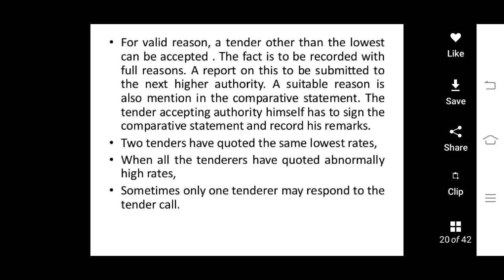Special cases arise when two tenders have quoted the same lowest rates, when all the tenders have quoted abnormally high rates, or sometimes only one tenderer may respond to the tender call.